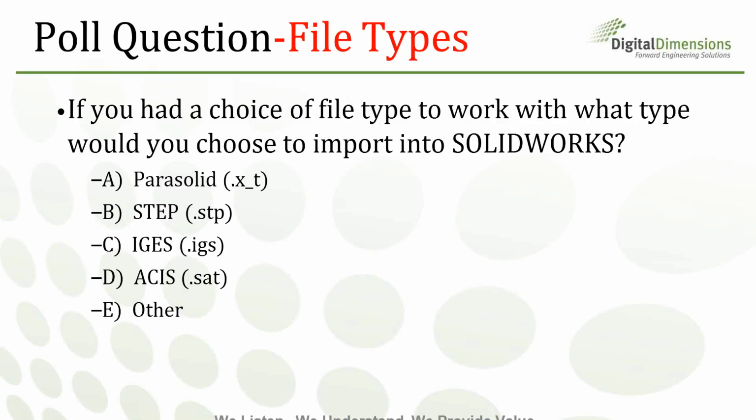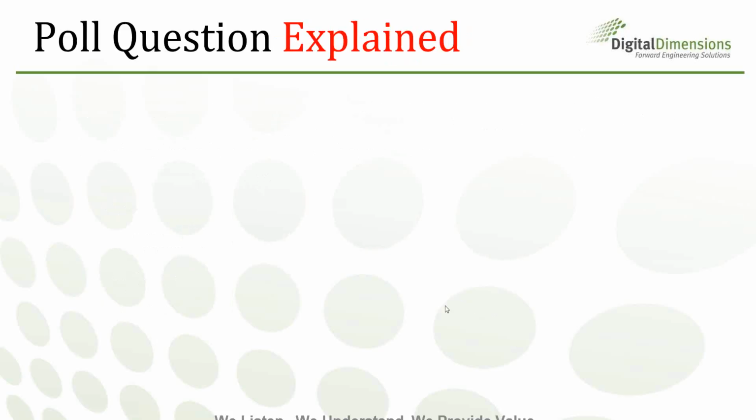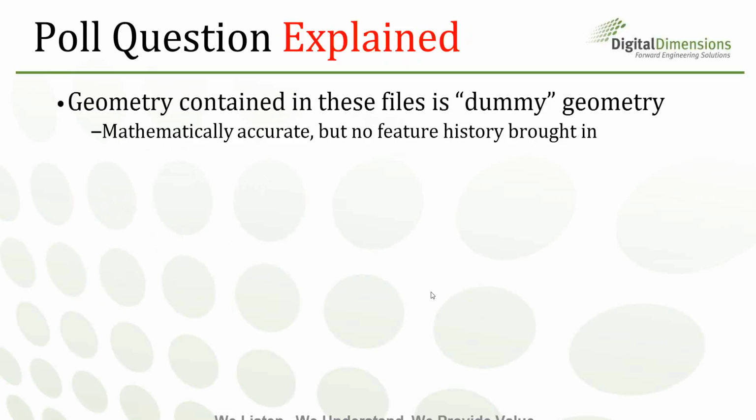Not surprisingly, it looks like 40% are using STEP files. Then IGES was second at 27%, then Parasolid. I'm surprised to see Parasolid being so low. Only 7% of people out of this small demographic here are using Parasolid, and then we have 27% using other. So basically what I'm going to do now is explain to you what the rankings are and what is best to use with SOLIDWORKS. And maybe this will change some of your opinions about what you try to utilize in the future.